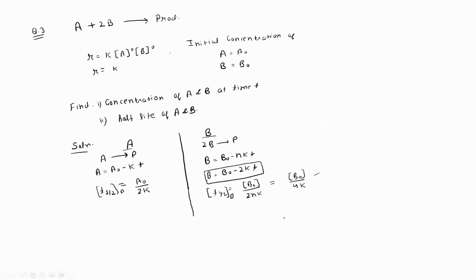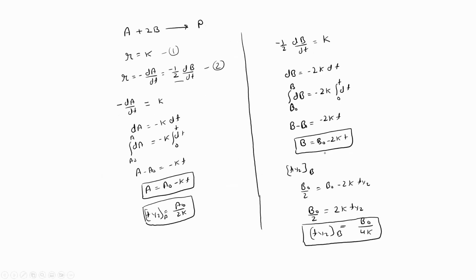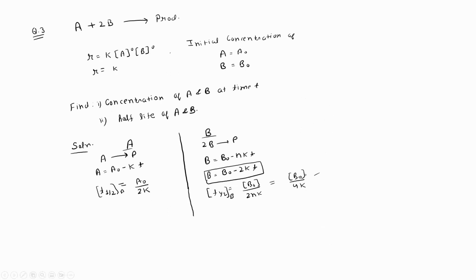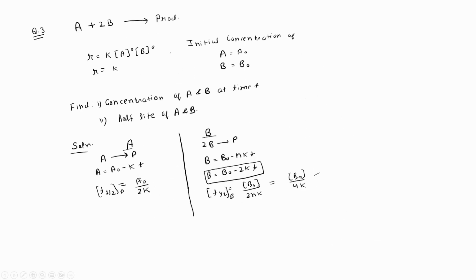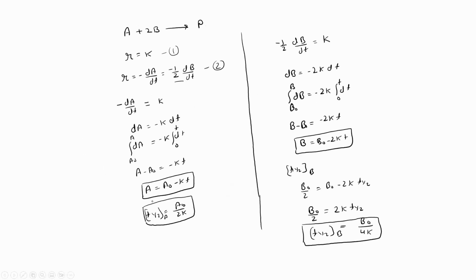Which is same as here. B is equal to B naught minus 2kt, t half of B is B naught by 4k. A is equal to A naught minus kt, t half of A is A naught by 2k. This is the proof.